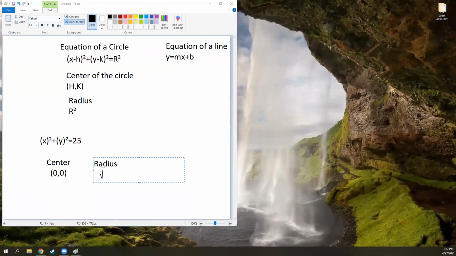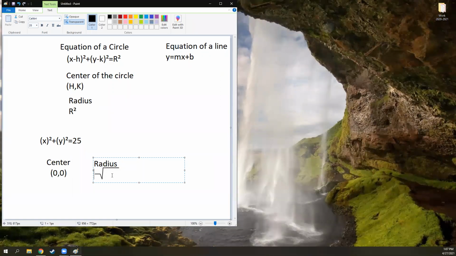So the square root of 25, which equals 5.